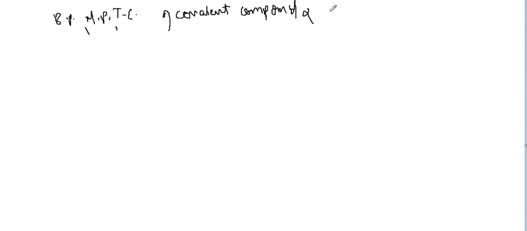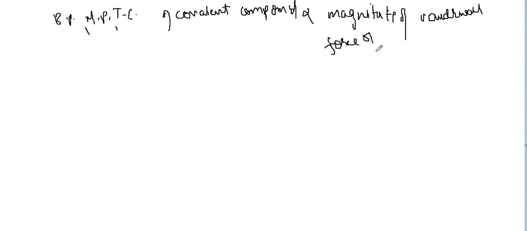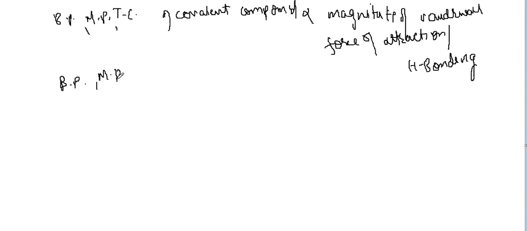Now let's talk about boiling point, melting point, and critical temperature of covalent compounds. They are directly proportional to the magnitude of van der Waals force of attraction or hydrogen bonding, so it depends on the magnitude. That is in the case of covalent compounds.